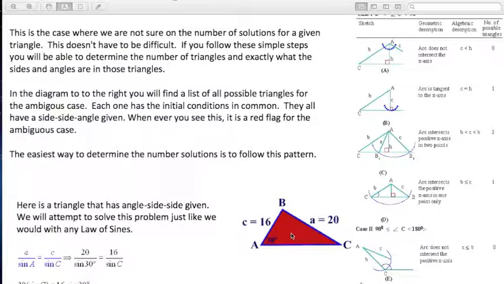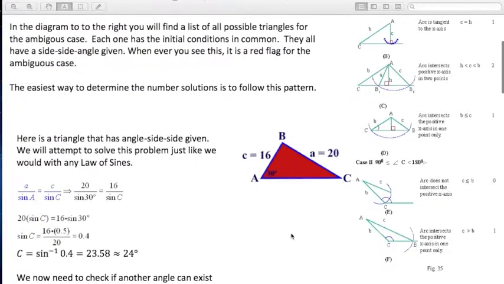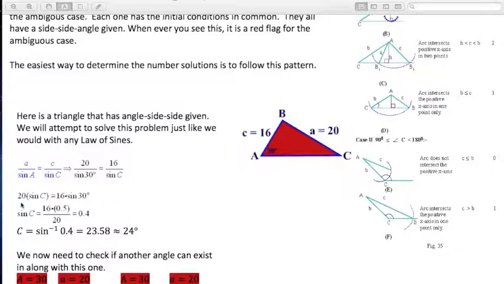The way we're going to tackle this is that we're just going to solve it like normal. We're going to work it out, like you can see here. I've worked it with the law of sines, plugged in the values that I had. I'm looking to find sine of C to find angle C, and you can see that we've done that here. We used sine inverse of 0.4 to get 23.58, approximately 24 degrees. Anybody that has watched the other video or has been in class knows exactly how that happened.